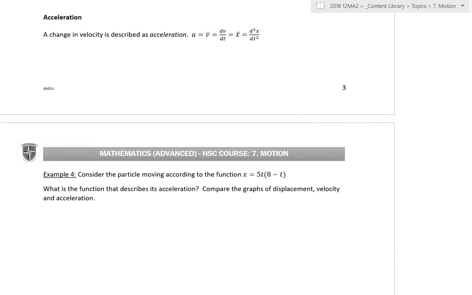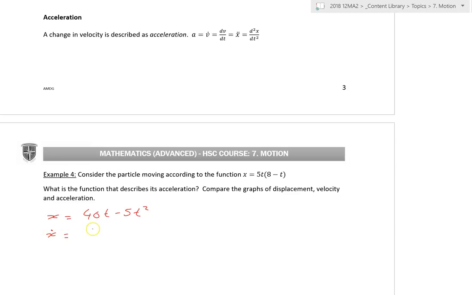Consider this particle here moving according to that function, the same function we've looked at before. What is the function that describes its acceleration? Well, I'm going to say that x equals, I'm going to write it back out like this again, 40t minus 5t squared.